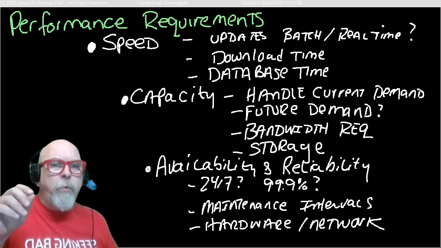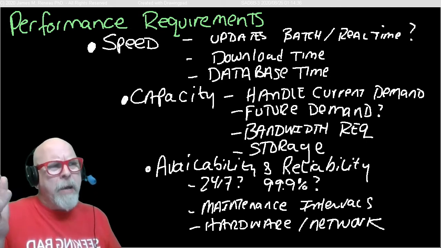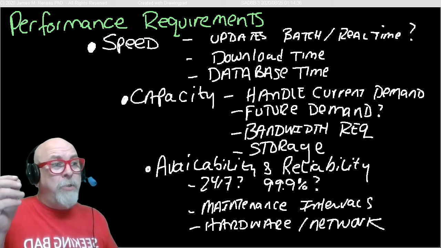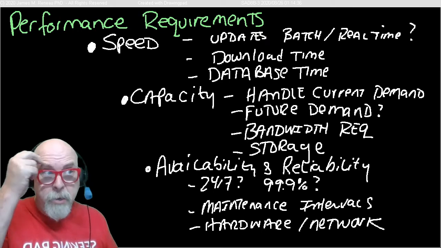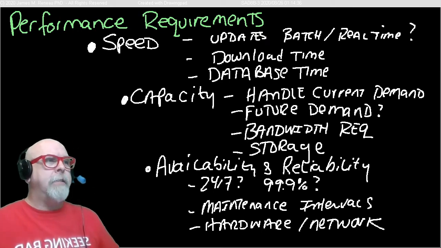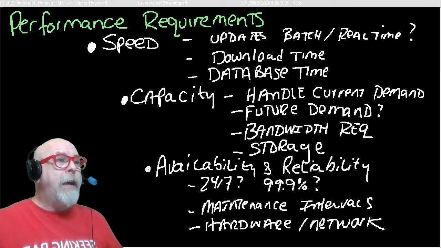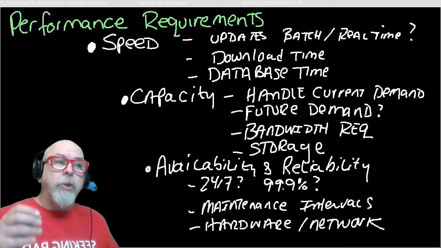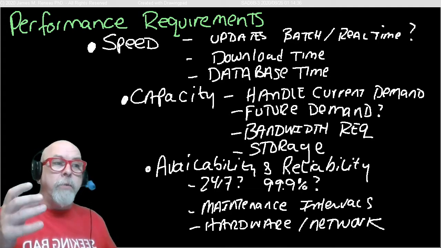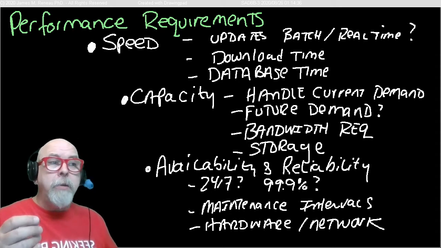Those aren't things we worry about later. Oh, well, we'll speed it up later. There are lots of things you just can't speed up, and you've got to start with speed in your mind as you're architecting the system. Another thing is, how about capacity? Can your architecture, your software design, your hardware design handle the current demand?